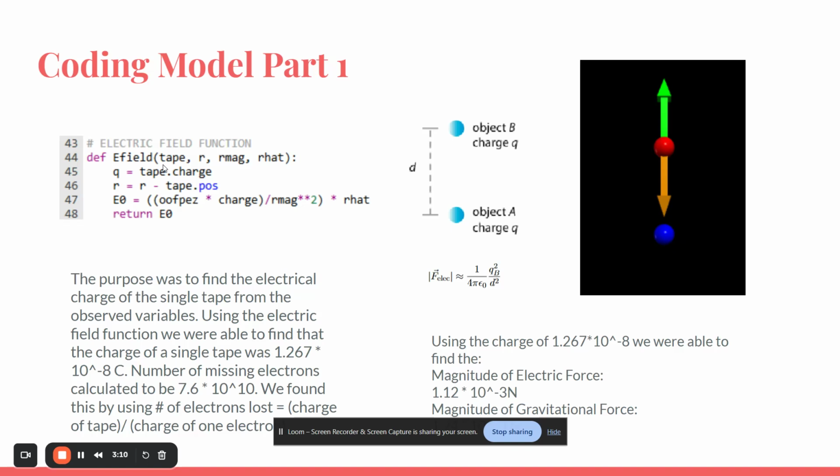So here in our first simulation, we treated each tape as a point charge. This model allowed us to check if our calculated charge value was consistent with the physical separation between the tapes. And so we wrote a function in GlowScript to calculate the electric force using the distance between the tapes and confirmed our earlier estimate of 1.267 times 10 to the negative 8 coulombs, as the math ended up working out.